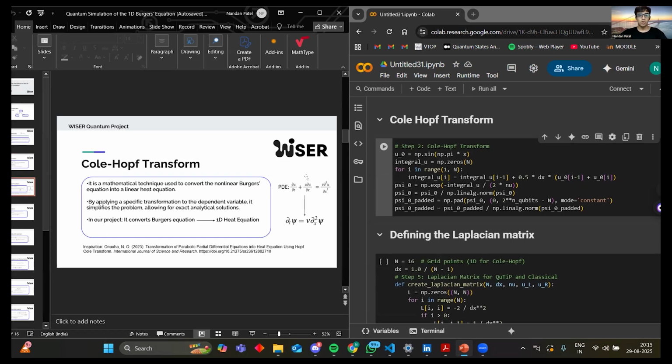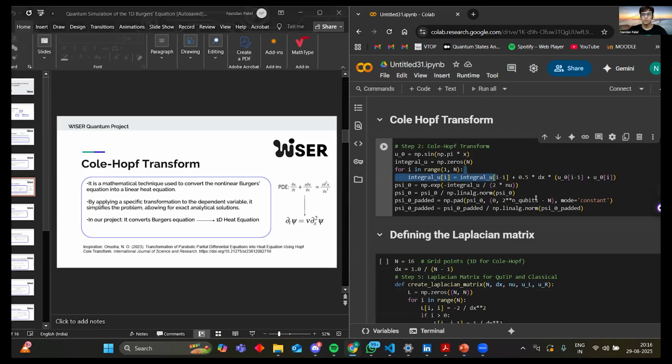The first part of our methodology is the Cole-Hopf transform, which is a mathematical technique used to convert the nonlinear Burgers equation into a linear heat equation. As you can see on the right-hand side of the presentation, you can see the transformation from the Burgers equation to the heat equation. The nonlinearity of the Burgers equation has been completely removed, and the implementation for the Cole-Hopf transform in our code can also be shown on the right. You can read it as per your understanding and for your reference as well.